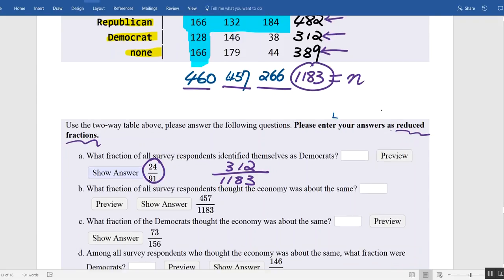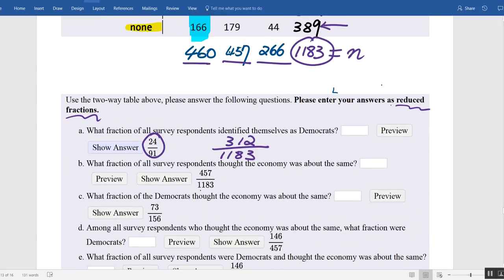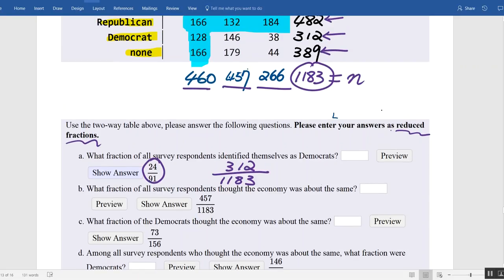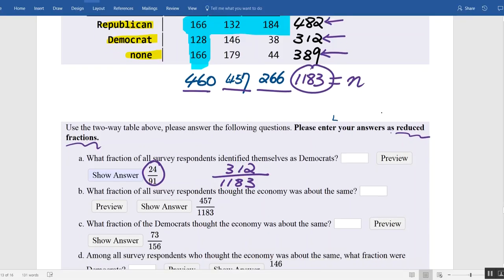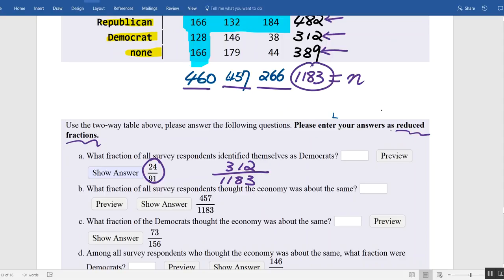Okay, now using the same method, we could calculate out of 1183, how many people thought the economy was about the same. So the second column, the sum of the second column gives us the total number of people who thought the economy was about the same. Okay, next question. What fraction of Democrats? What fraction of Democrats? So we're only looking at the Democrats. So how many of them are Democrats? 312.